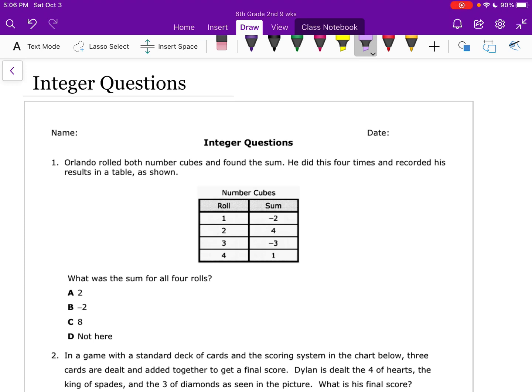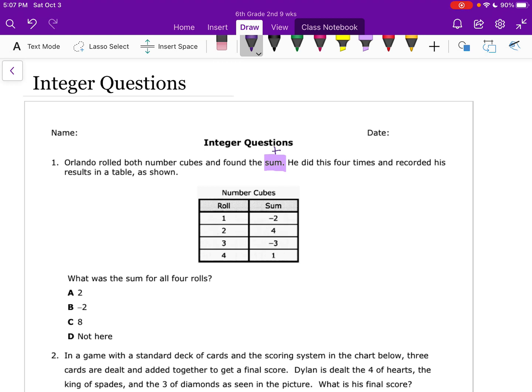It says Orlando rolled both the number cubes and found the sum. So there's a keyword right there, sum. You have to remember that sum means that is the answer to an addition problem. I'm just going to put a little plus sign above that. He did this 4 times and recorded his results in the table shown below.